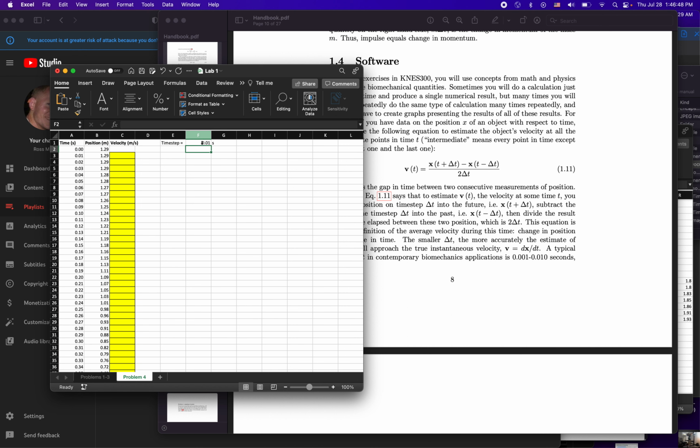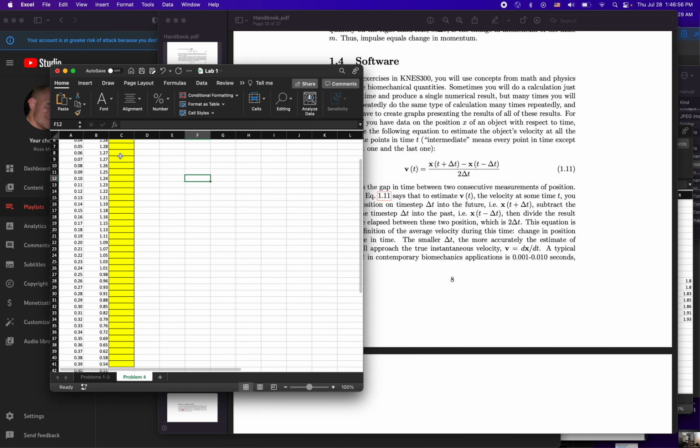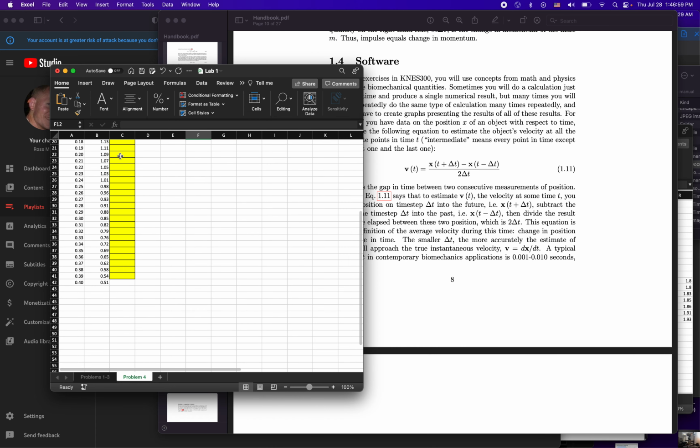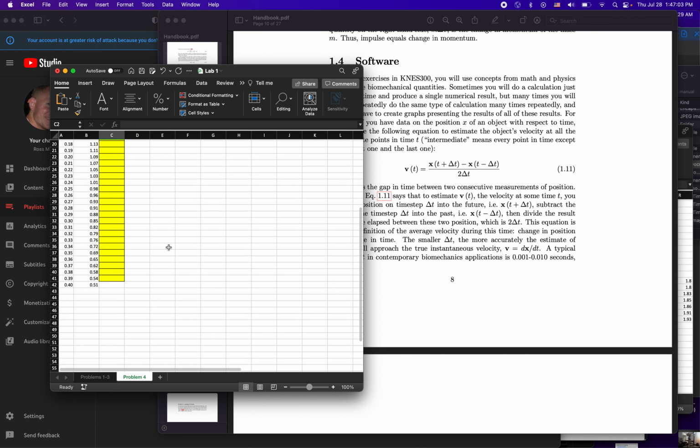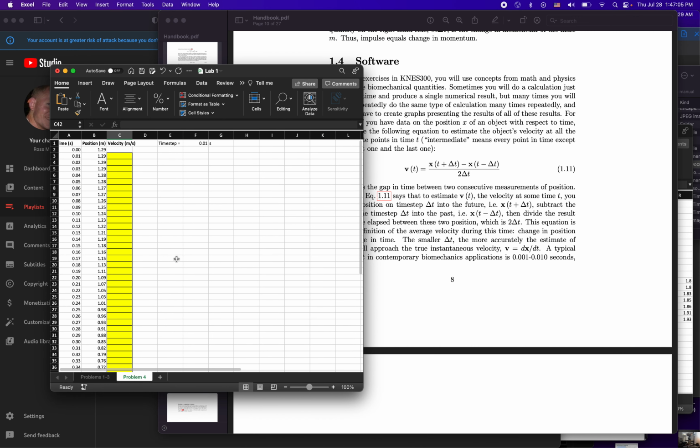That's my value for delta t there. Now we're asked to do this calculation of velocity at all of these same points in time that we have position measured at, except we're not doing it for the first time point or for the last time point. And you'll see why that is if I do just one sample calculation here.